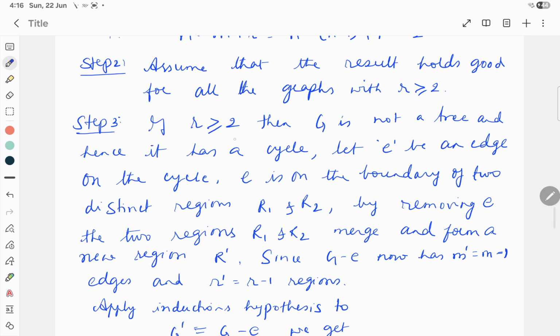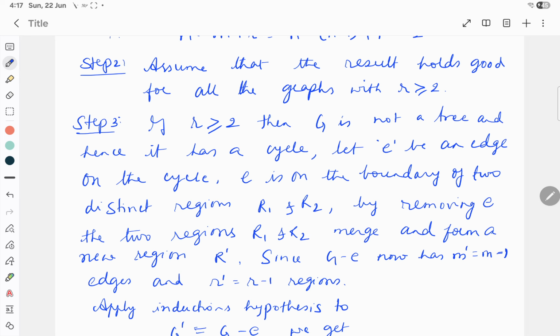if R is greater than or equal to 2, then G is not a tree. That is obvious because there are more than one region. If there are two regions, then there should be some cycle. It cannot be a tree, and hence it has a cycle. And in a cycle, there will be a common edge which divides the regions, right? So let E be an edge on the cycle, and E is on the boundary of the two distinct regions.